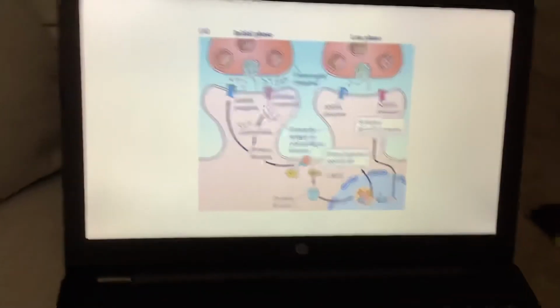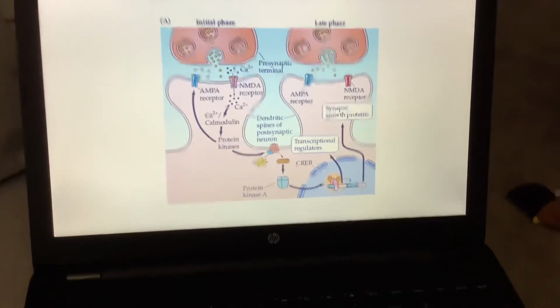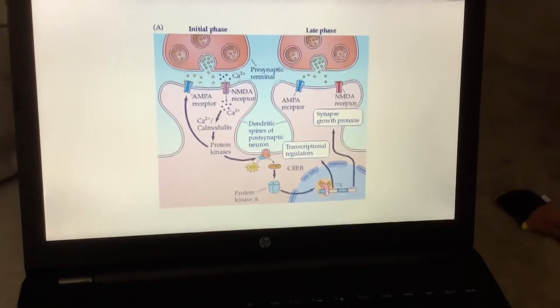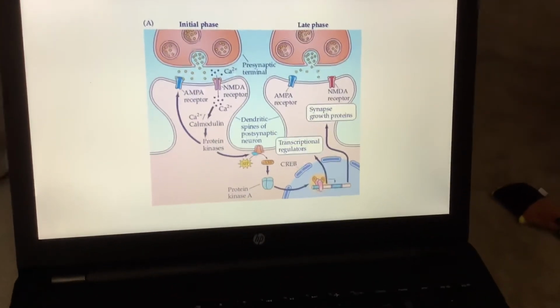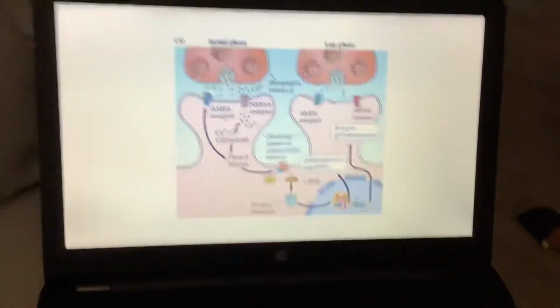So then we have the late stage of the LTP, and that's caused by the protein kinase A, and it activates the CREB and stimulates other proteins, causing the long-term changes in the PKA.